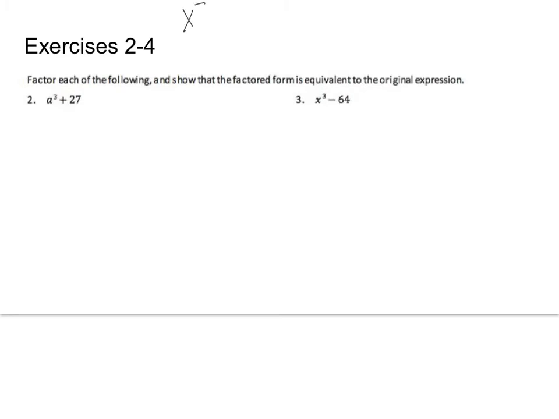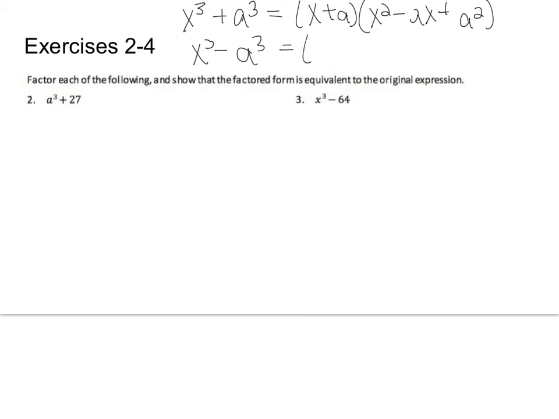So I have x cubed plus a cubed, and that gives me x plus a, and then x squared plus ax. Sorry, that's a minus. x squared minus ax plus a squared. And then x cubed minus a cubed is x minus a, x squared plus ax plus a squared. That's our sum of 2 cubes and difference of 2 cubes. Now let's go ahead and use it.